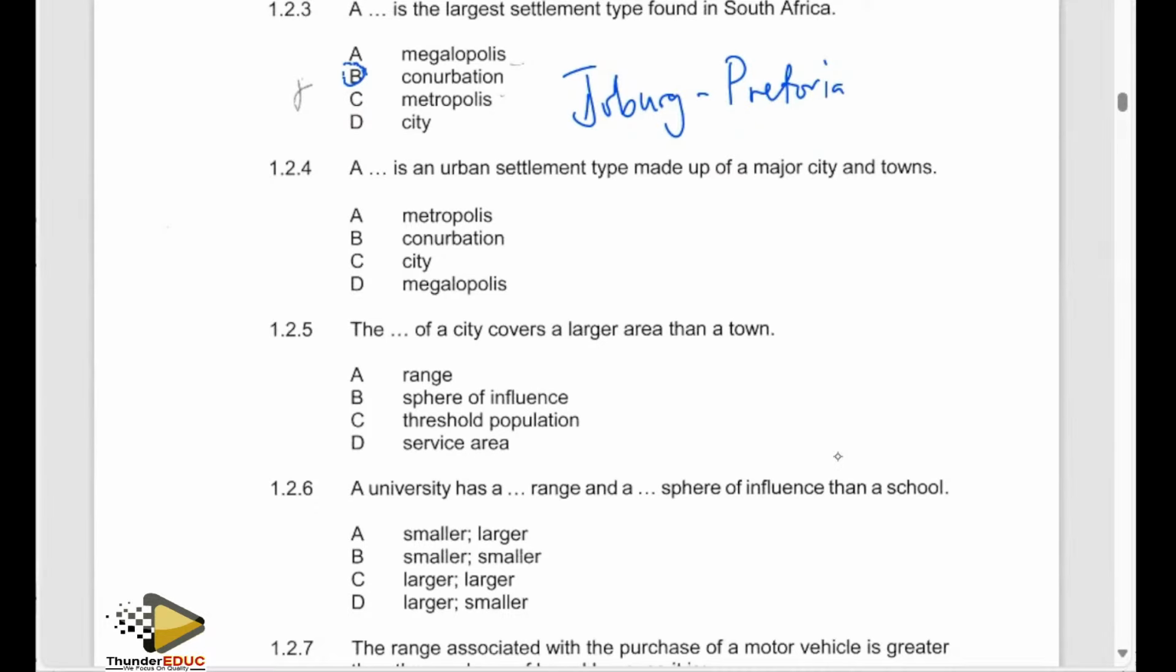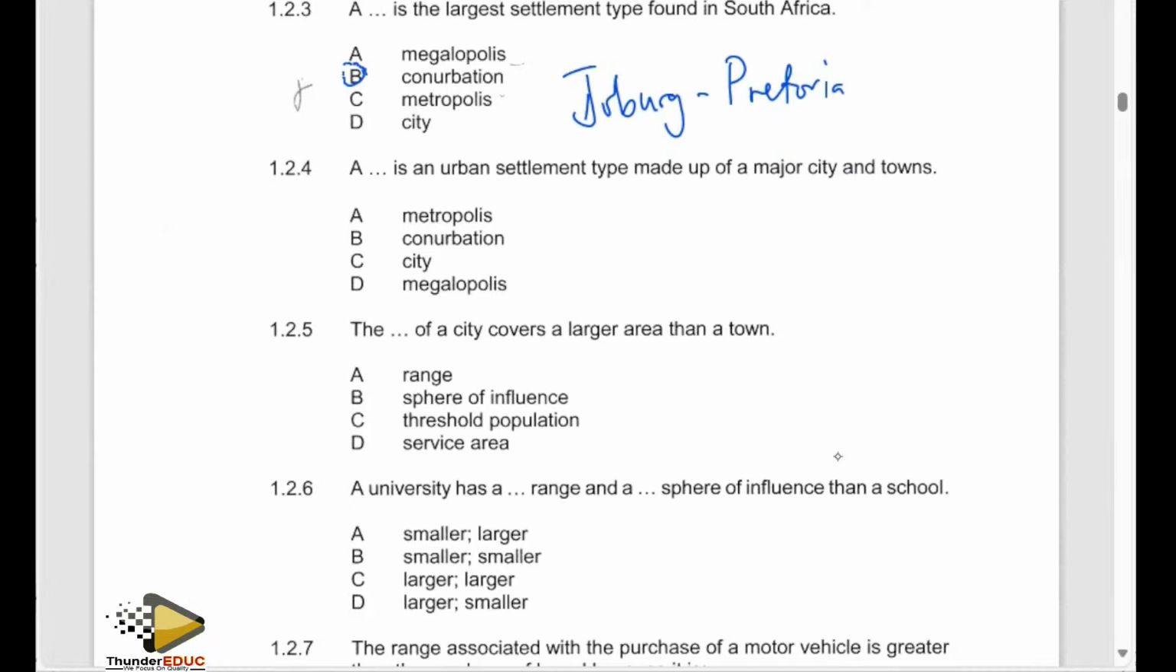Those two cities are merging. They are getting to infuse each other. There's no more distinct physical boundary between them. So we regard that as a conurbation. Two cities are merging to become one complete built-up area. Move on to the next question.